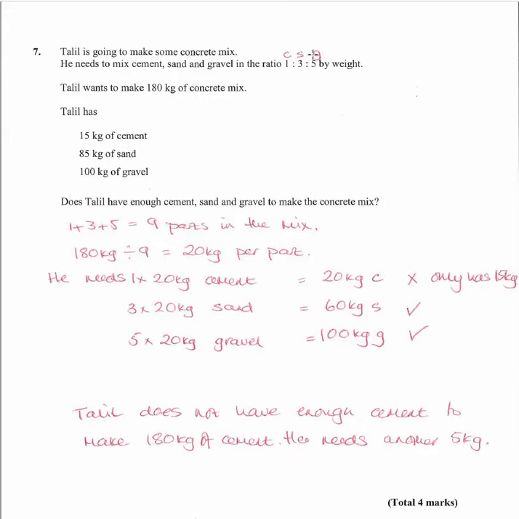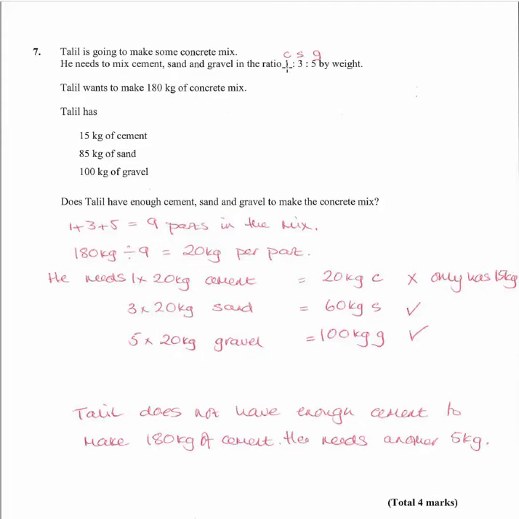So basically, there are 9 parts. 1 plus 3 plus 5 is 9. 9 parts in any mix. 1 of them will be cement, 3 of them will be sand, and 5 of them will be gravel. So we split the 180 into the 9 parts, and that tells us that each part is 20. So each part will be 20 kilograms.